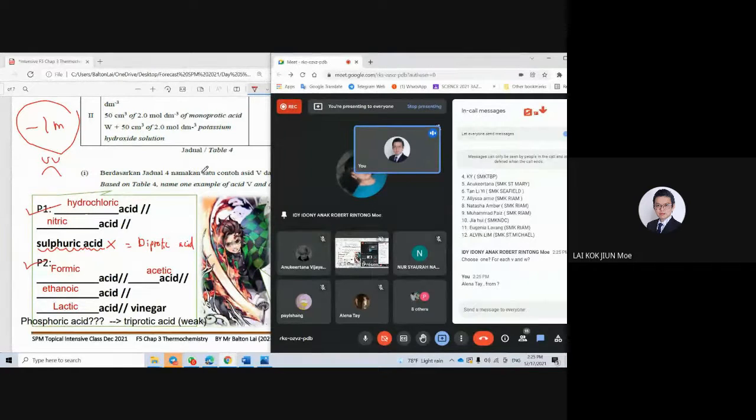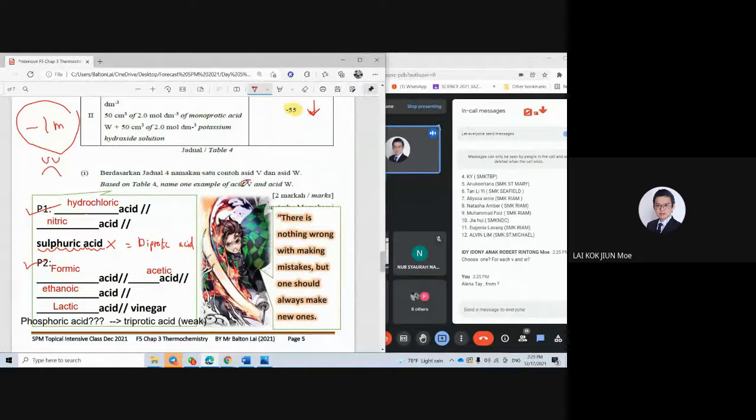Choose what? Yeah, I asked you to give an example. V also had to give. W also had to give. But now the problem is still cannot get 2 marks. Still cannot get 2 marks.